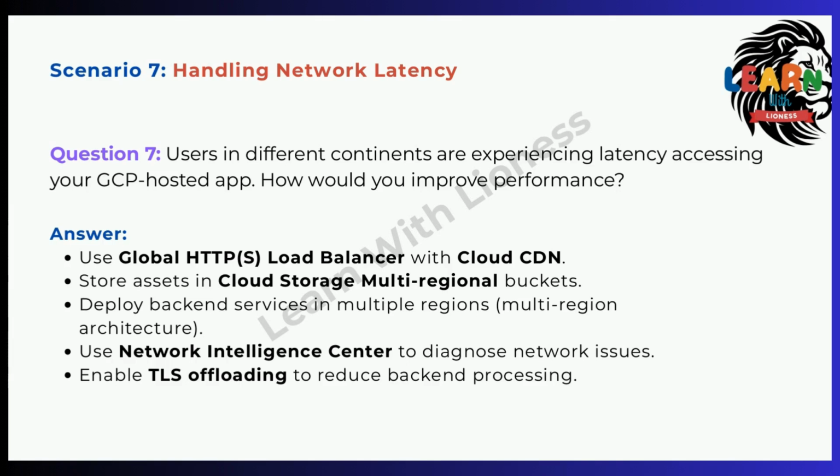Answer. Use global HTTPS load balancer with Cloud CDN. Store assets in Cloud Storage multi-regional buckets. Deploy back-end services in multiple regions, a multi-region architecture. Use Network Intelligence Center to diagnose network issues. Enable TLS offloading to reduce back-end processing.